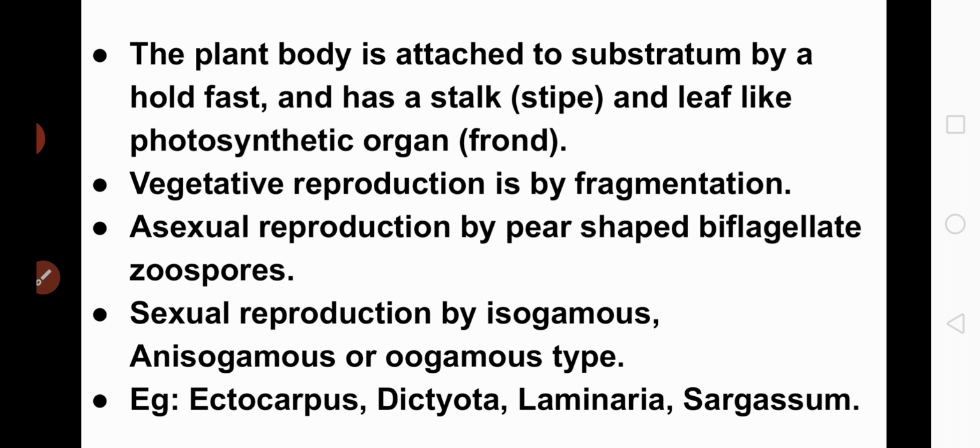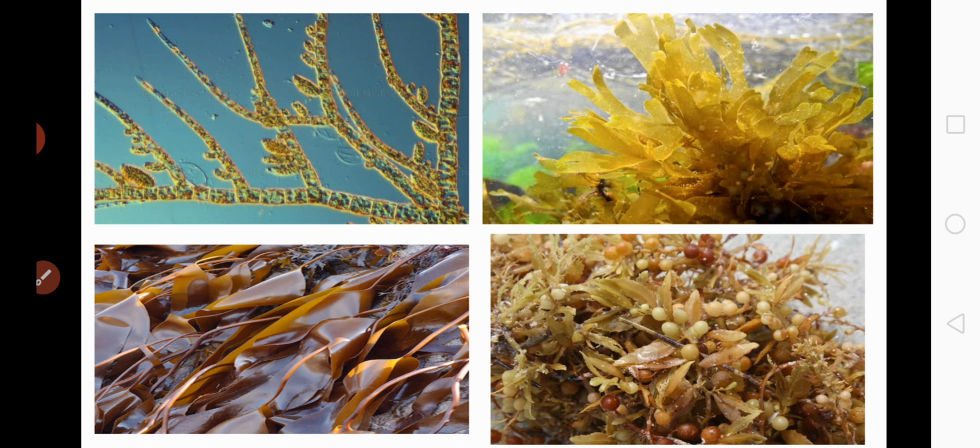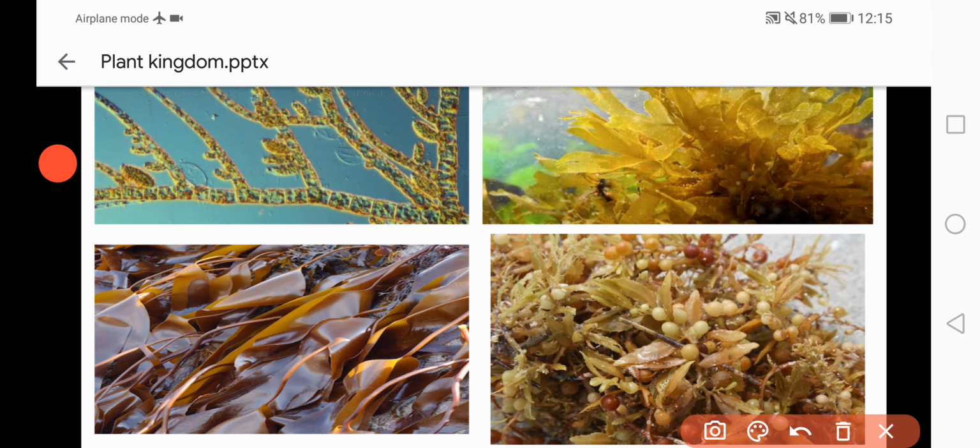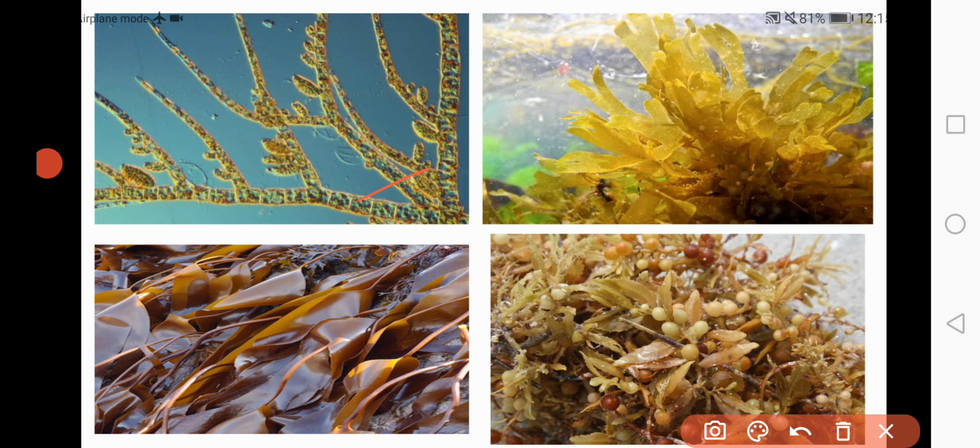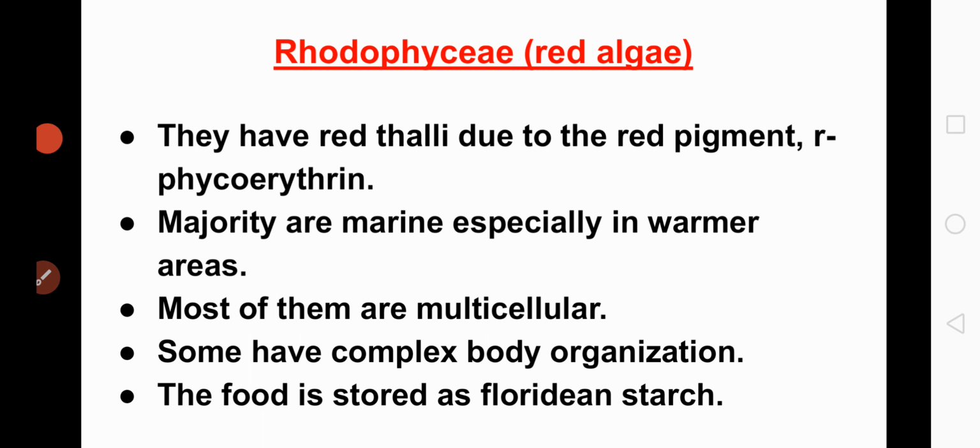Now coming to the examples: Ectocarpus, Dictyota, Laminaria and Sargassum. These are some of the examples of class Phaeophyceae. So in this picture, the first picture is the image of Ectocarpus. So this is Dictyota, Laminaria and Sargassum. Understood? Okay, we'll move on to the next class, that is class Rhodophyceae.